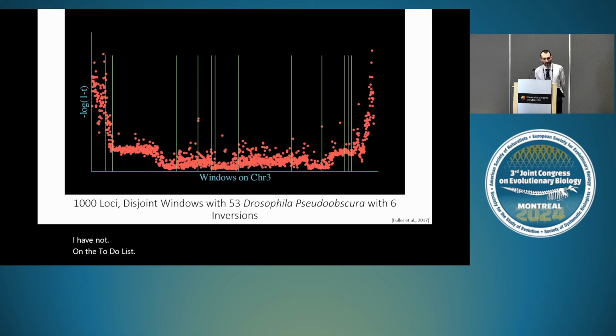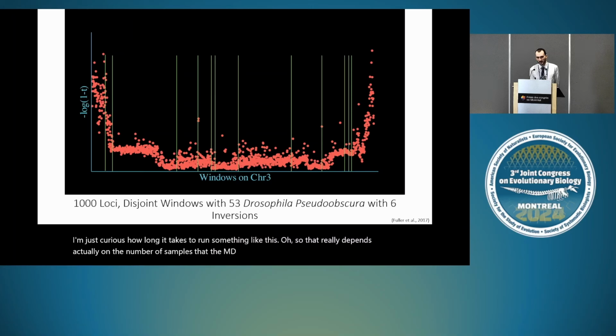I'm just curious how long it takes to run something like this. That really depends on the number of samples. The MDS is not an issue. If you have a couple thousand samples on multiple threads, you can crush a chromosome in about 10 minutes.